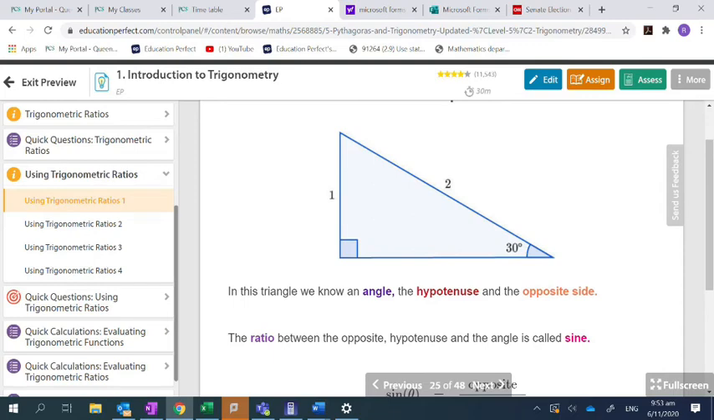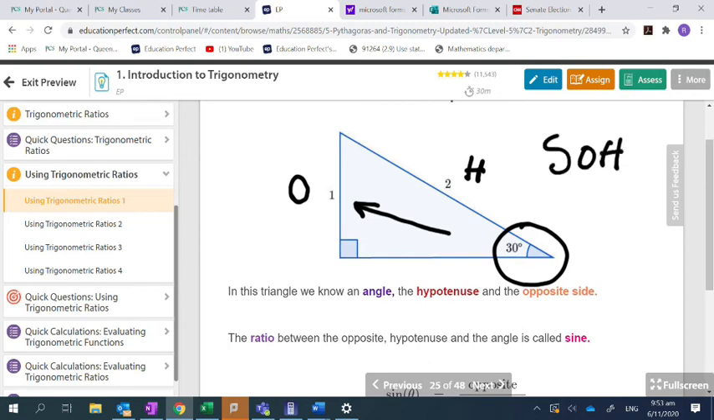In this one, we know an angle. Do you see this time they didn't use theta, because we know the angle? They only use theta when it's an unknown angle. Theta, T-H-E-T-A, that little circle with a line through it. I know this long slanty side, the hypotenuse, and I know the side straight across from my angle, the opposite. So I know the opposite and hypotenuse, so I'm using sine for this angle.